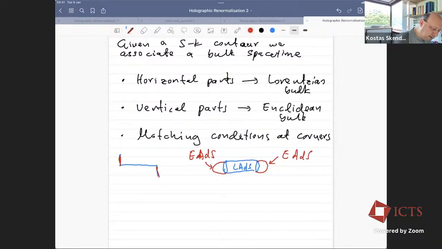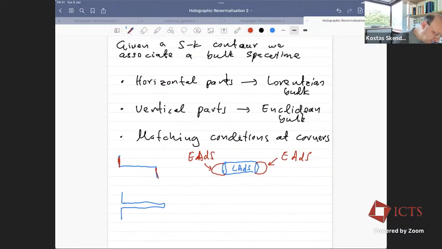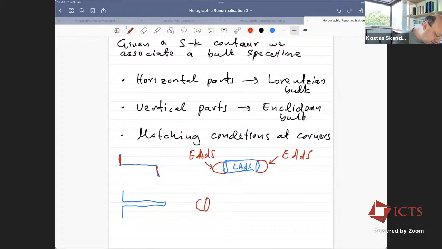Then if you have an in-in contour, like this one that we discussed earlier, we again have these Euclidean parts. Then this is followed by a Lorentzian piece. Then you glue another Lorentzian piece to it, with time going the other way around. And then you close this with a Euclidean cap. I gave you the first two things. I need to tell you what you do when you're here. What happens to the bulk fields when you reach the surfaces?